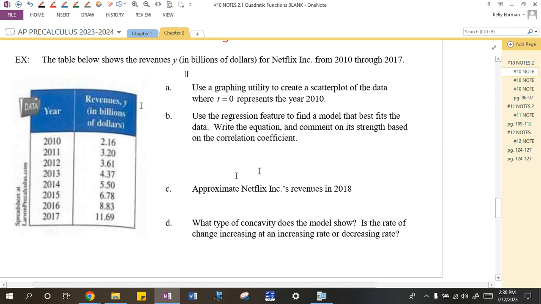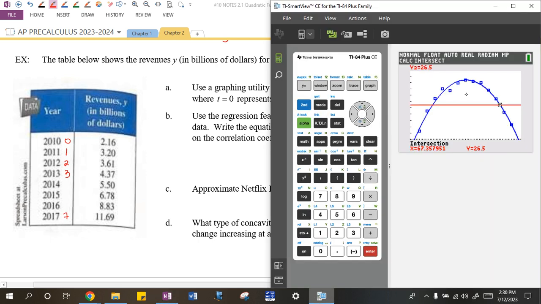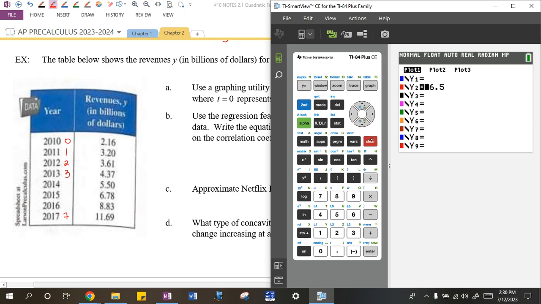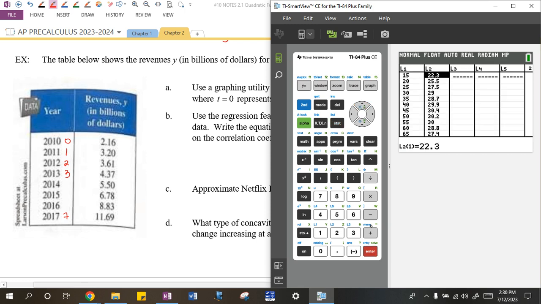Use the graphing utility to create a scatter plot where 0 is 2010. So 0, 1, 2, 3, etc., all the way up to 7. All right, so go to y equals, clear out your old stuff so you don't get confused. Stat edit, clear those lists. So 0 through 7. And type in the revenues.